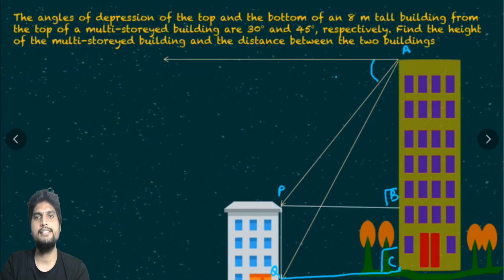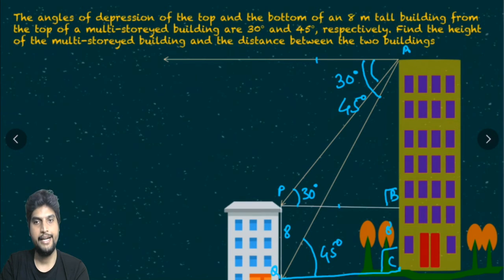This angle is given as 30 degree. So if this is 30 degree, can we say angle APB is also 30 degree? Yes. Why? Because this ray is parallel to this ray, so alternate interior angles, these angles are equal. Similarly, angle of depression to the bottom of the building is given as 45 degrees. So also this angle AQC will be 45 degrees. Now we have these two triangles, we will form the required ratios.